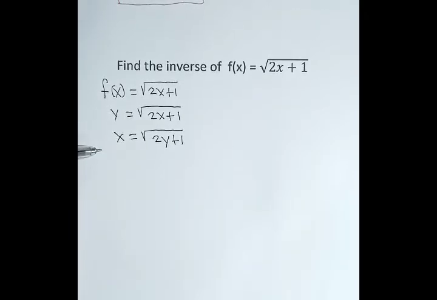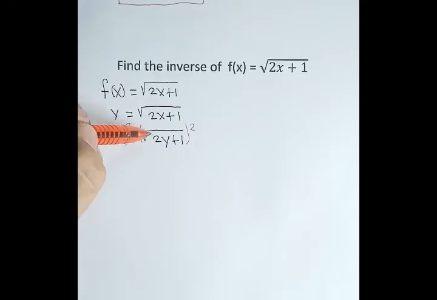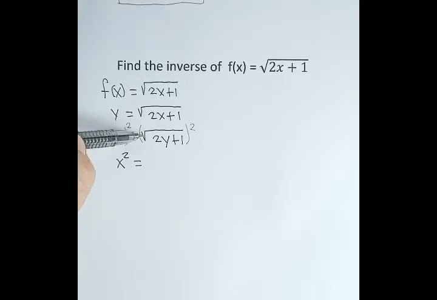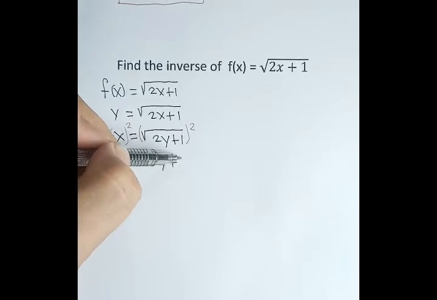Okay? Then we will solve for y. So to solve for y, we need to eliminate this radical sign, or this square root. So what we will do is square both sides, to cancel out the square root. So we have x squared equals, so the square root and the square cancel. So what remains here is 2y plus 1.